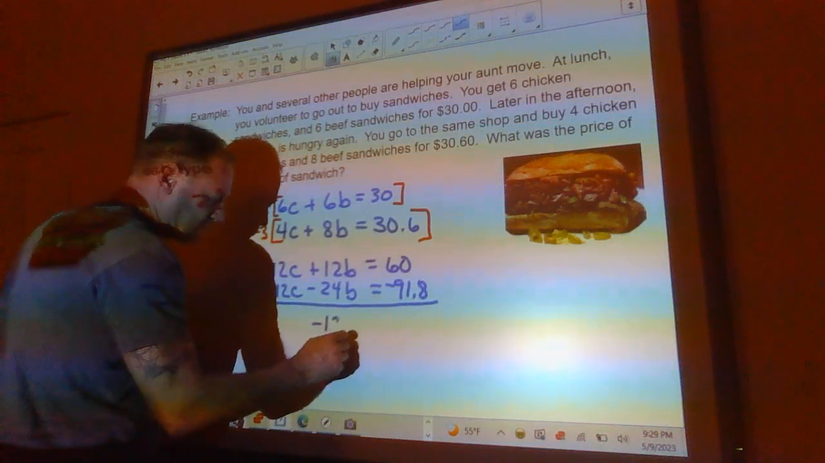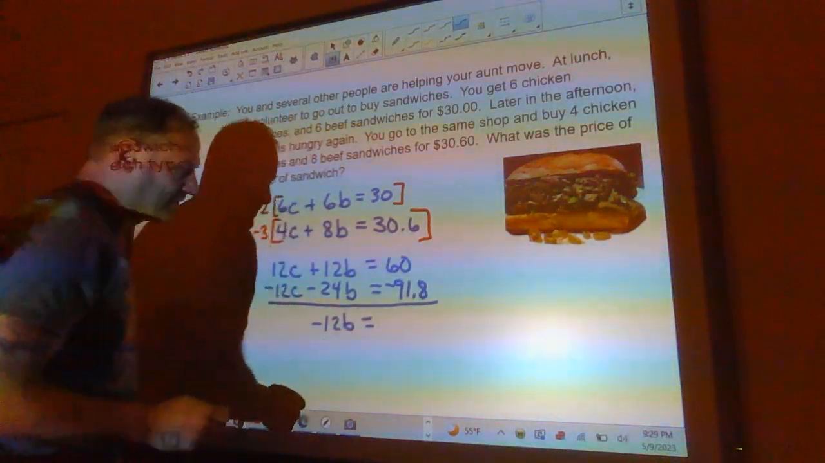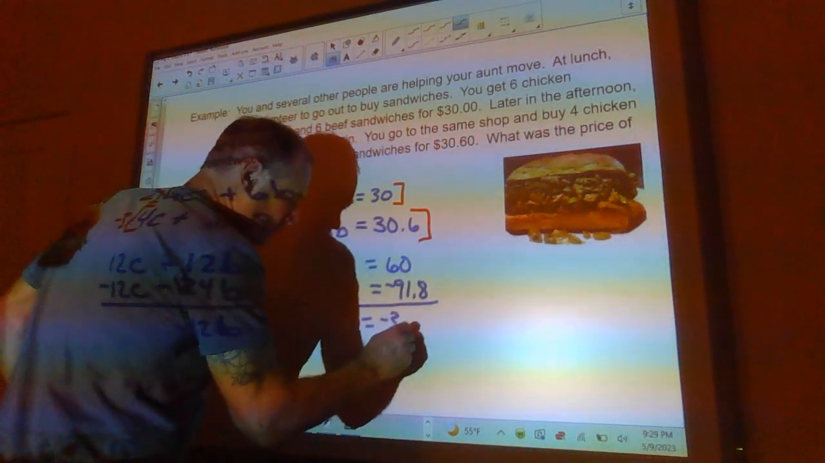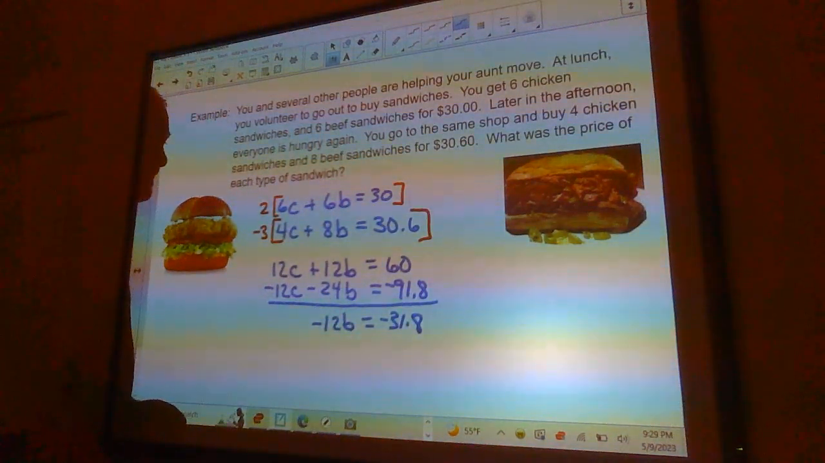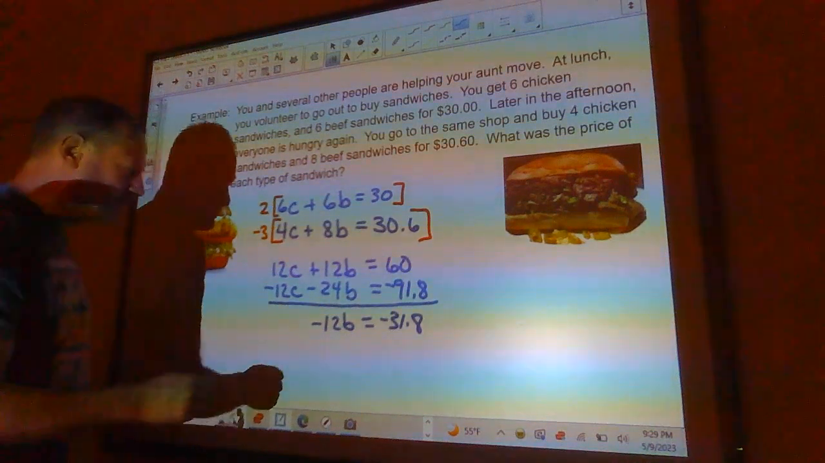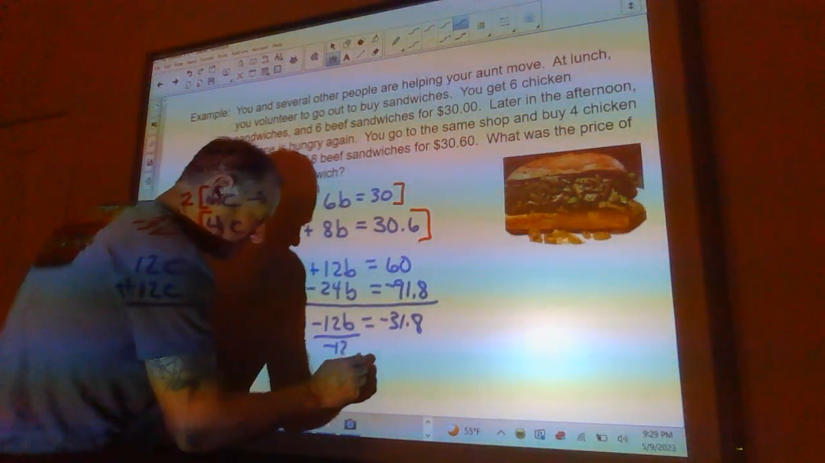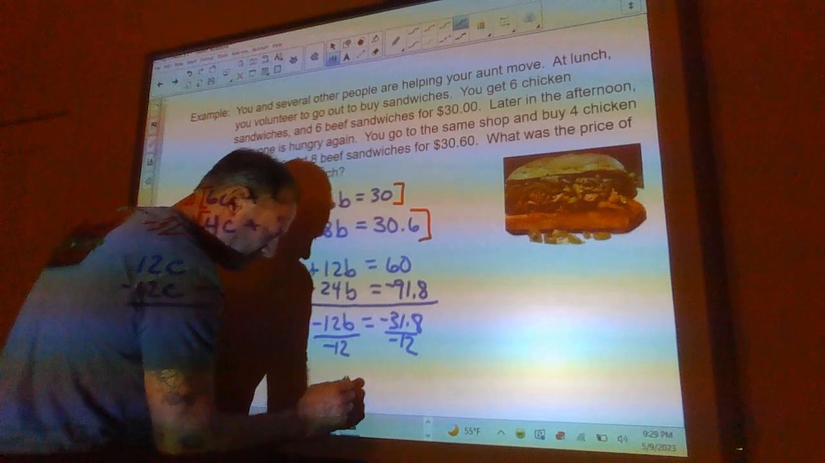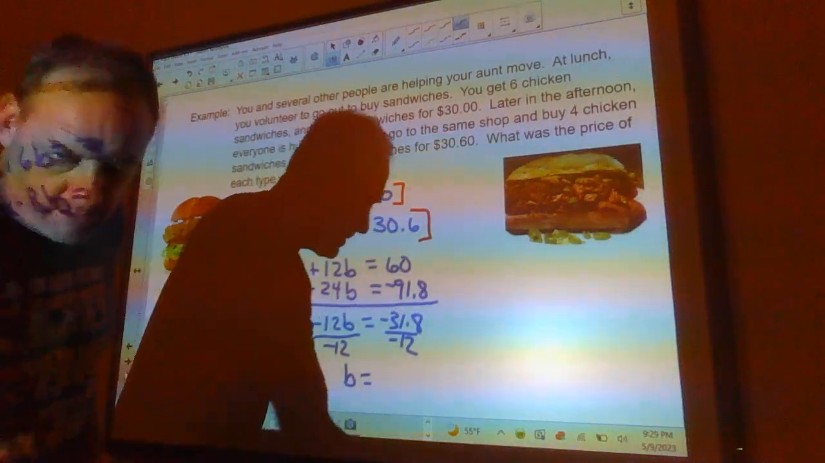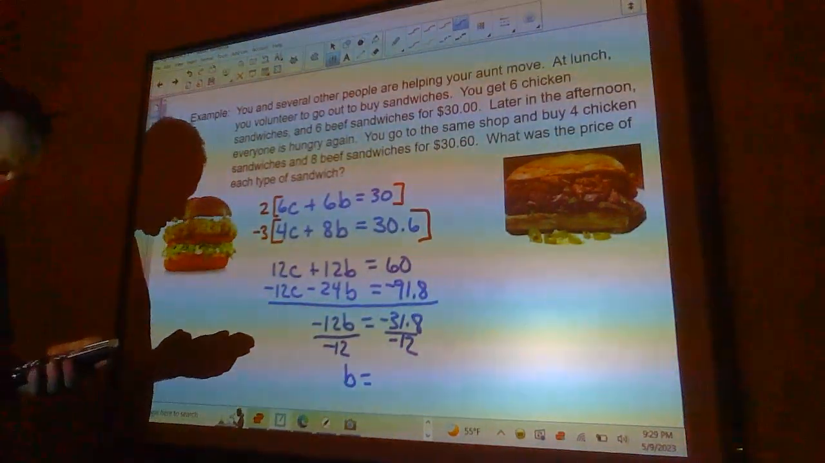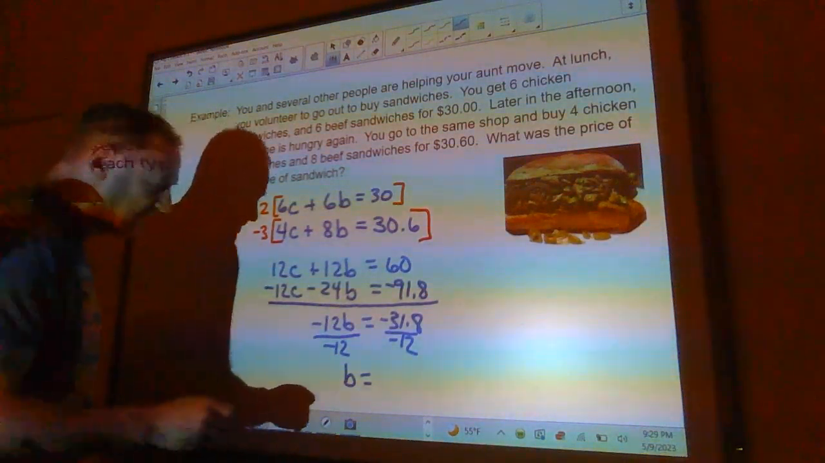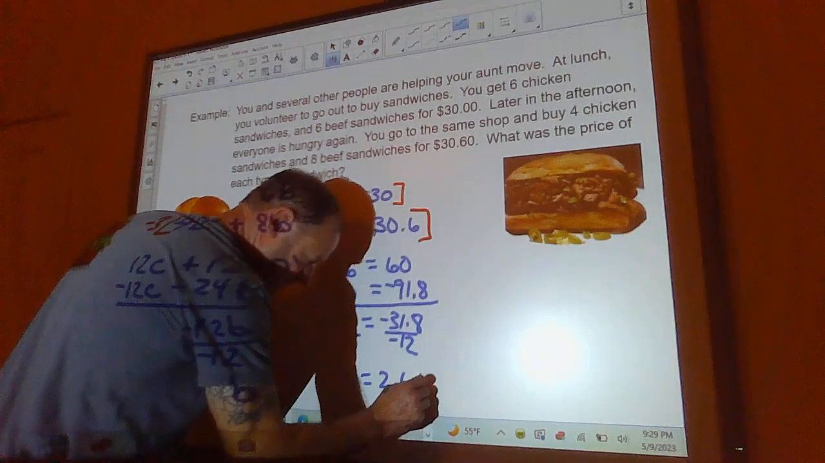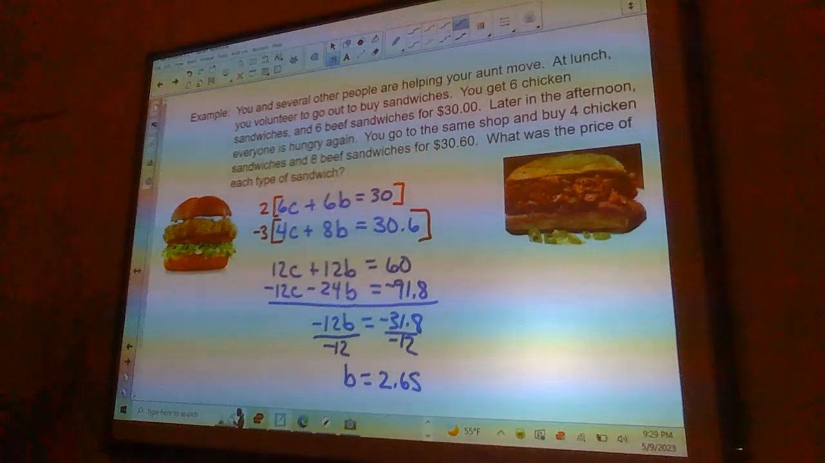So I'm going to combine my equations now. I'm going to get -12B is going to equal -31.8. And then I'm going to divide both sides by -12. And B comes out to be 2.65. So I know the beef sandwiches cost $2.65.